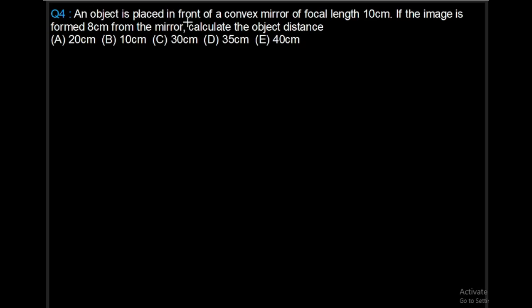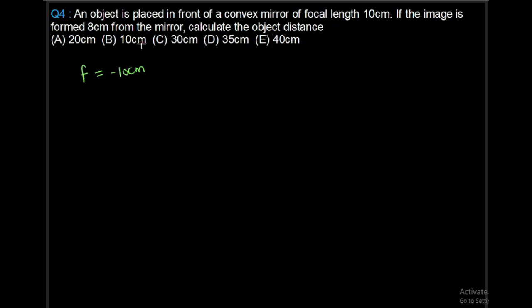Now this question says an object is placed in front of a convex mirror of focal length 10 cm. If the image is formed 8 cm from the mirror, calculate the object distance. Now let's try to bring out our parameters. Our question says the object is placed in front of a convex mirror of focal length 10 cm. So first we have the focal length given to us to be equal to 10 cm. Now this focal length, is it going to be positive or negative? This is a convex mirror. A convex mirror usually has its focal length negative, so we have minus 10.